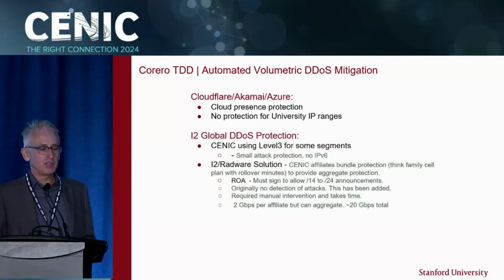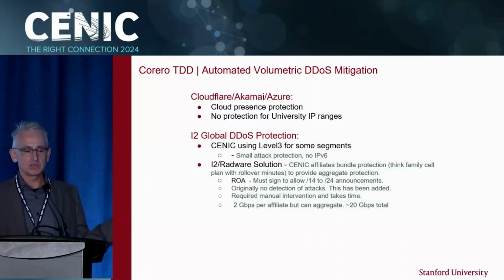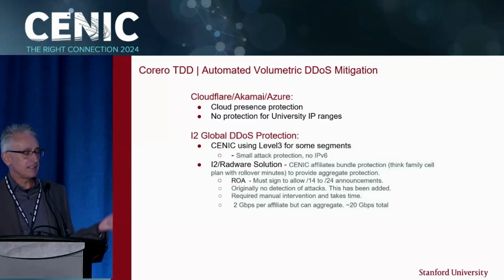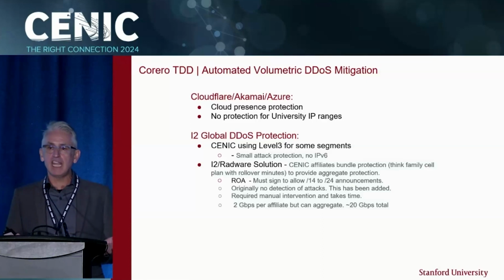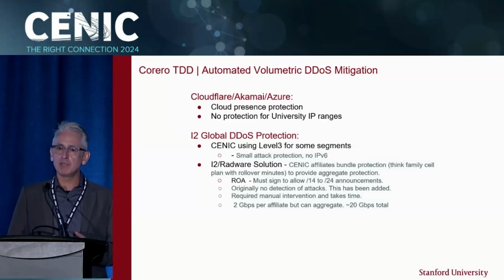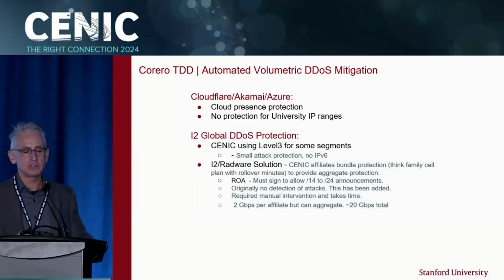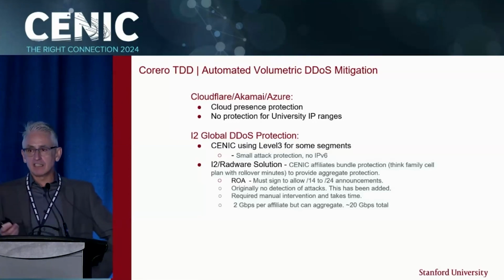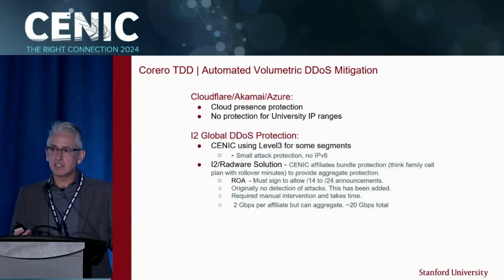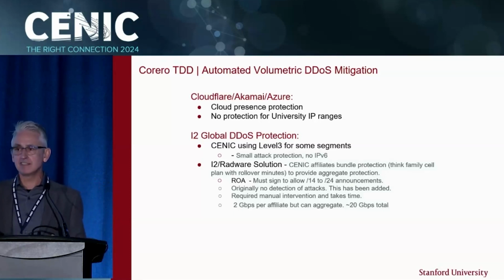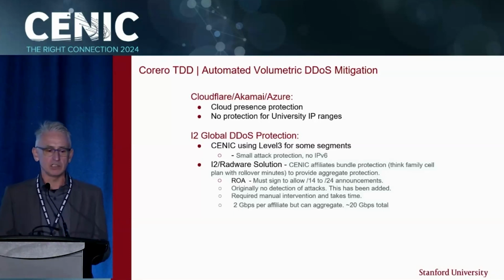And I think I've already spoken about this, where Scenic was really ahead of the game. So they had this level 3 solution, but it was really aimed at institutions with smaller pipes, and it didn't have an IPv6 solution. And then the last thing that I was a part of at the time was this discussion around I2 Radware. I think this is an absolutely fantastic solution.